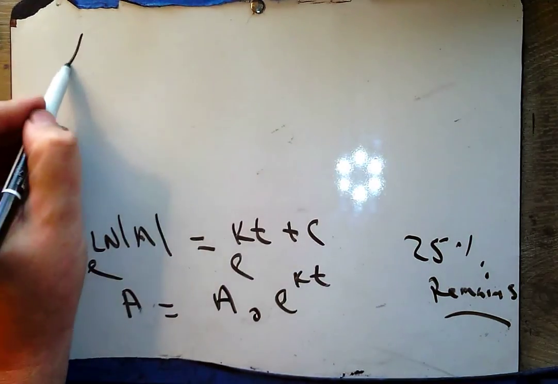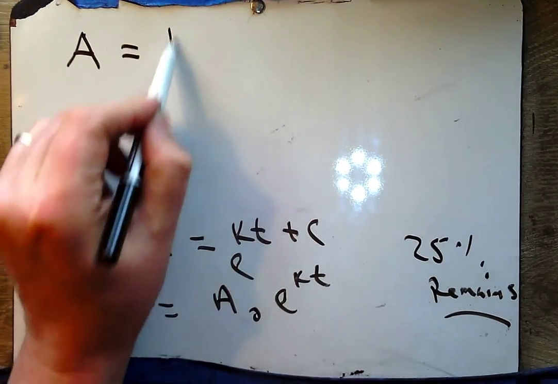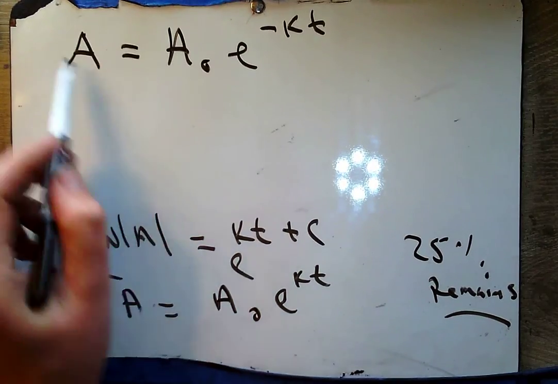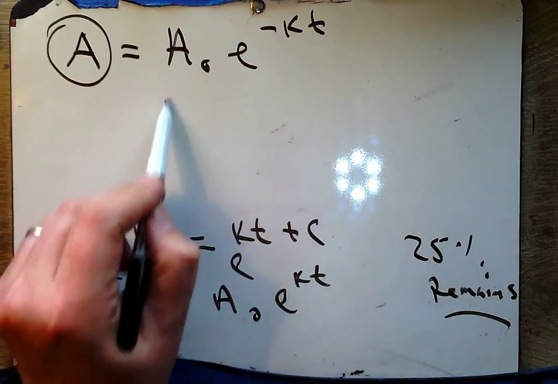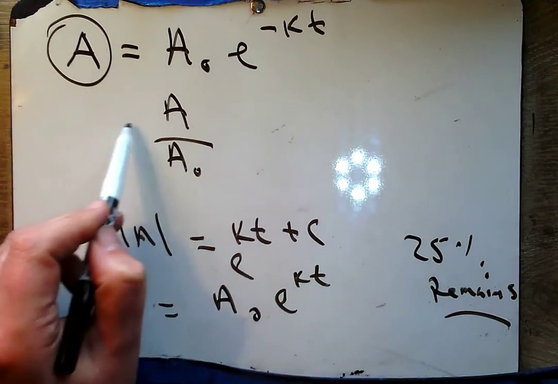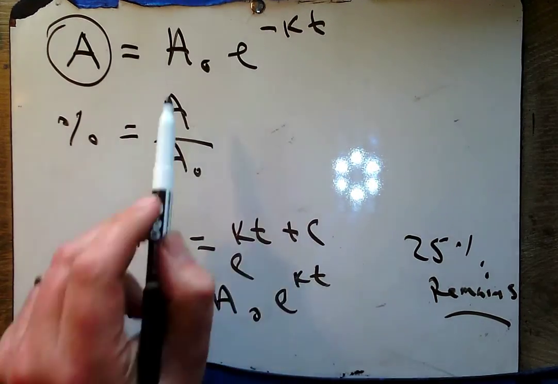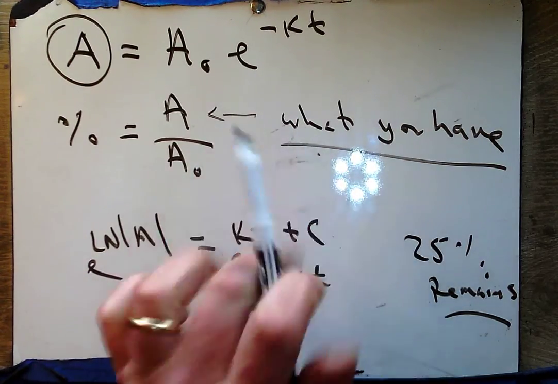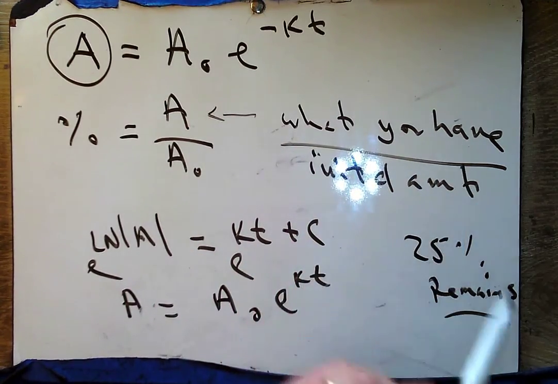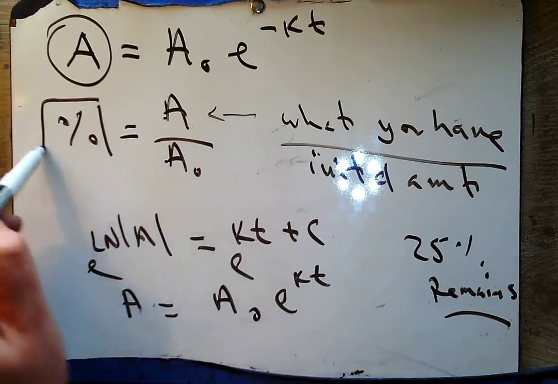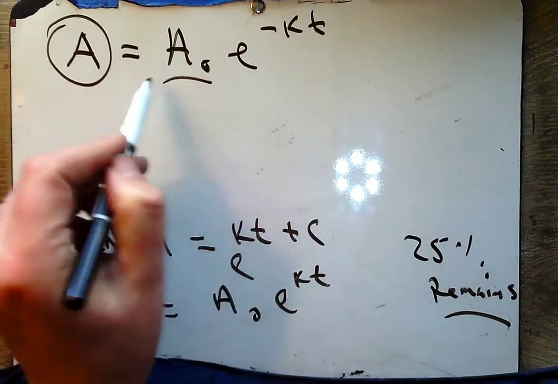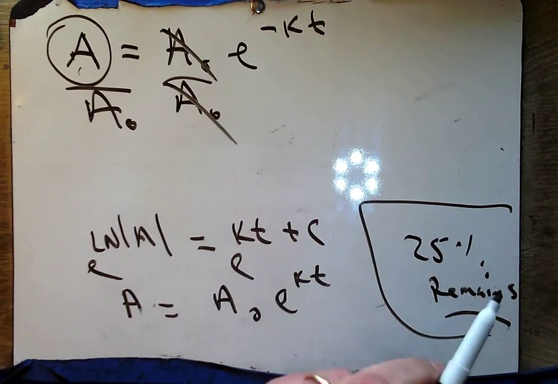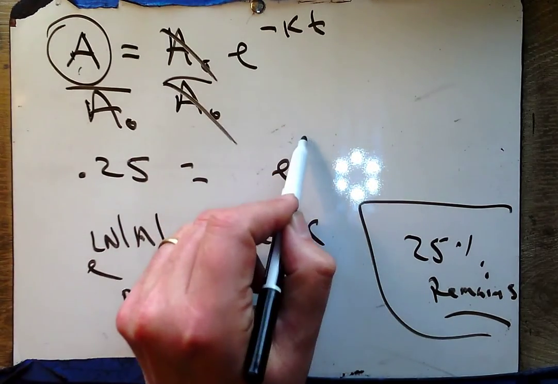So what we said was that the amount you have versus the amount you started with. Well, when I think about the number of points I have on a test divided by how many points there were originally, this is my definition of percent. This is what you got, and this is what we started with. So when we take A and divide by A sub 0, that's percent. Well, I can do that here. I can divide both sides by A sub 0. And what is this? This is percent. What percent remains? 25%. 0.25 equals e to the, what was our value?